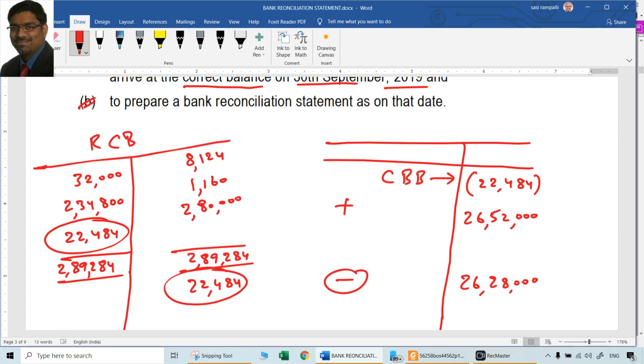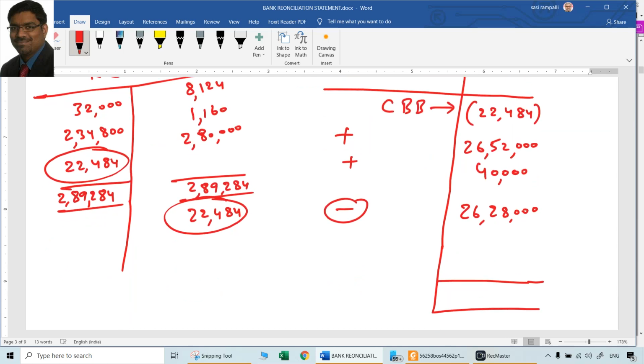Once the balance is already lower by 40,000, what we have to do is add 40,000, which is an error from the bank side. So what is the final answer now? It should be 41,516, and this is a positive balance if you observe. So it is not an overdraft balance, it is a positive balance.